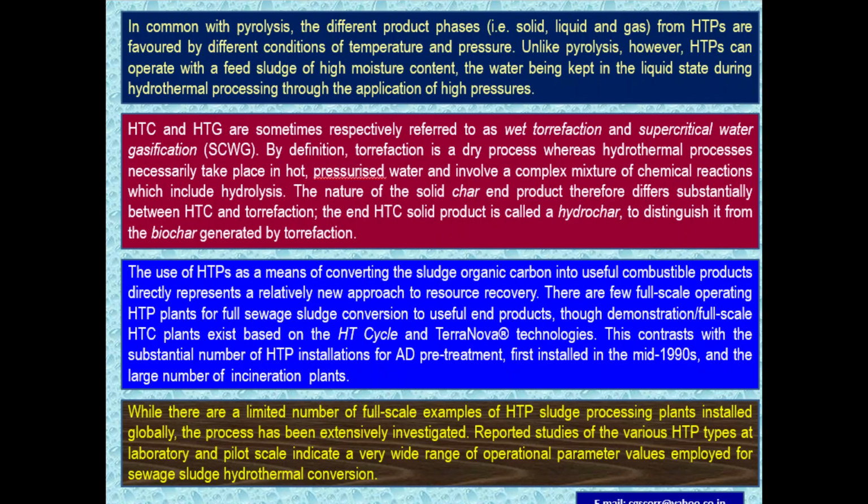In common with pyrolysis, the different product phases, that is solid, liquid and gas, from hydrothermal processes are favored by different conditions of temperature and pressure. Unlike pyrolysis, however, hydrothermal processes can operate with a feed sludge of high moisture content, the water being kept in the liquid state during hydrothermal processing through the application of high pressures.